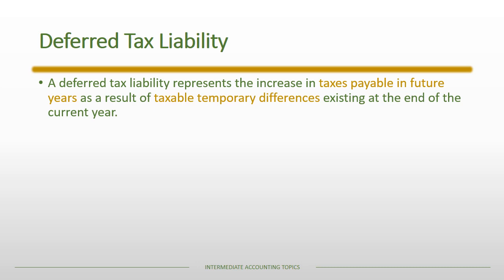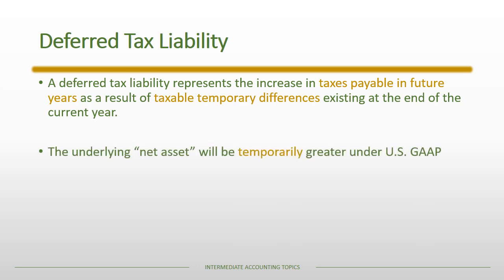Okay, I highlighted the two pieces of this definition that I think are most important. First of all, we're talking about taxes payable in future years, and also that this difference is a temporary taxable difference. And so the idea is with the deferred tax liability, there's some underlying net asset. When I say net asset, what I mean is assets minus liabilities. And there's a specific item where the net asset is temporarily greater under US GAAP.